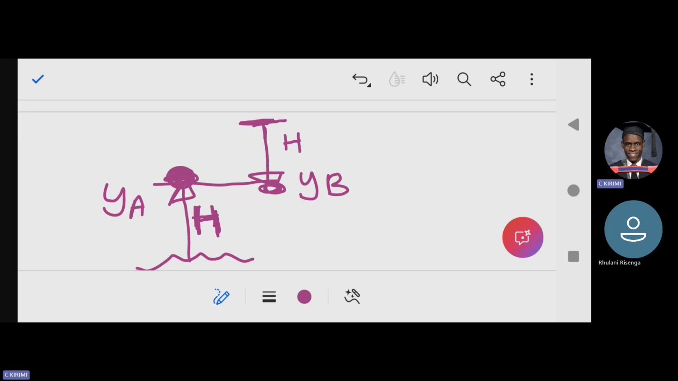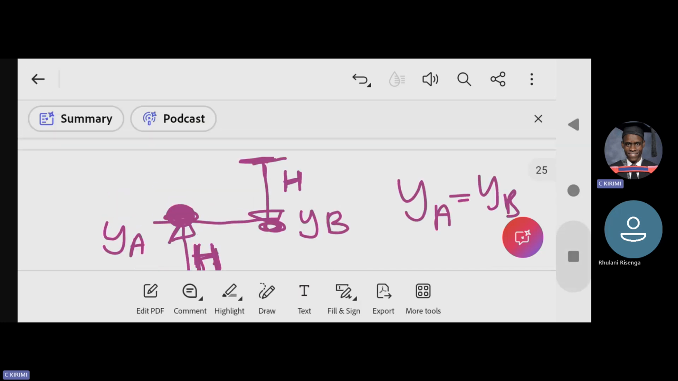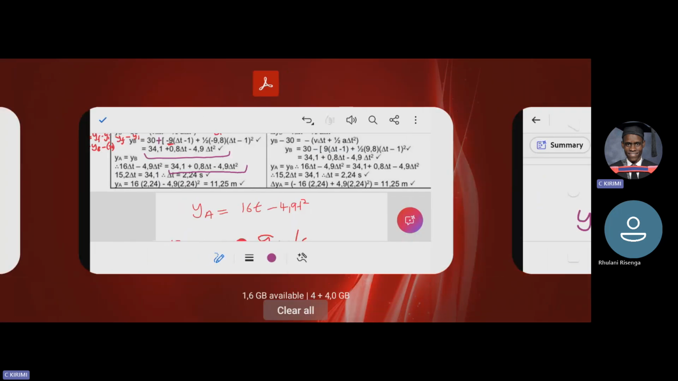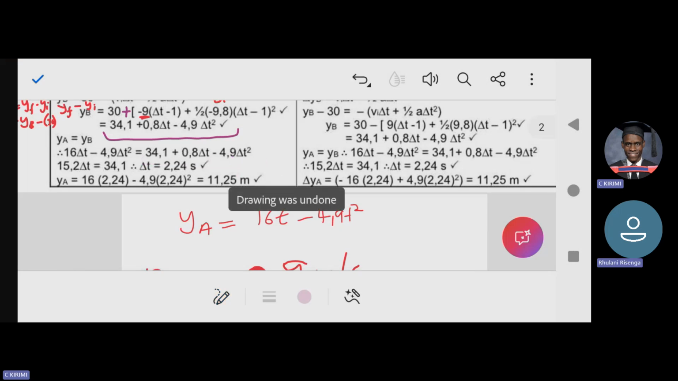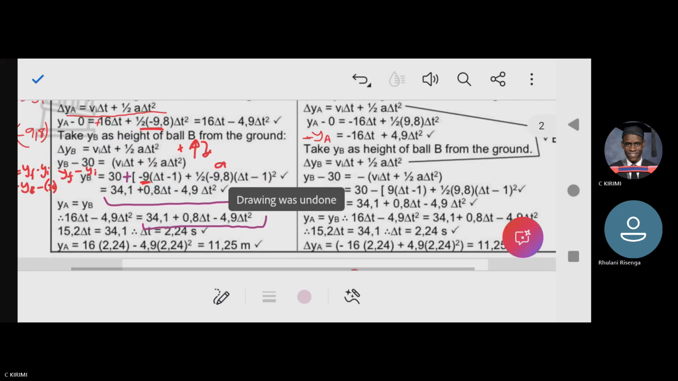So this one would have covered a certain distance. That one would have covered a certain distance going down. So that's why we came to the conclusion that YA should be equal to YB. Then you equate the equations. So what you were not getting, now I get it. That was the issue of the sign. Everything was fine.